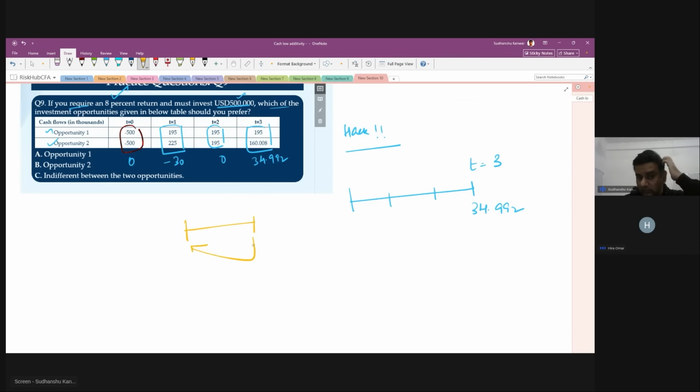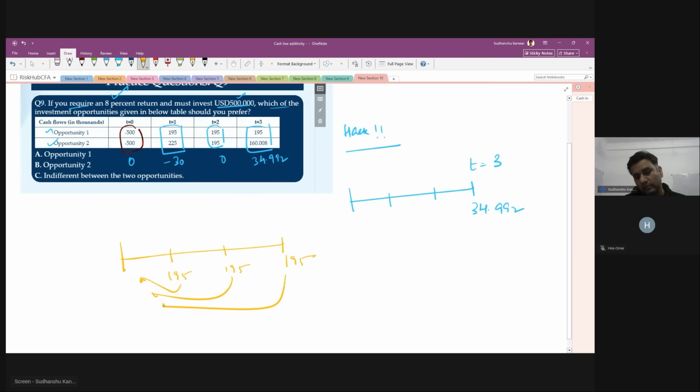or if you don't want to make it so complicated, you can do the full thing also, right? 195, 195, 195. Just calculate the present value of these three things. If you calculate it, what will happen? You will have 195 divided by 1.08 raised to power 1, 195 by 1.08 square, and 195 by 1.08 cube, and the present value of this minus 500 also. So how do you do it?